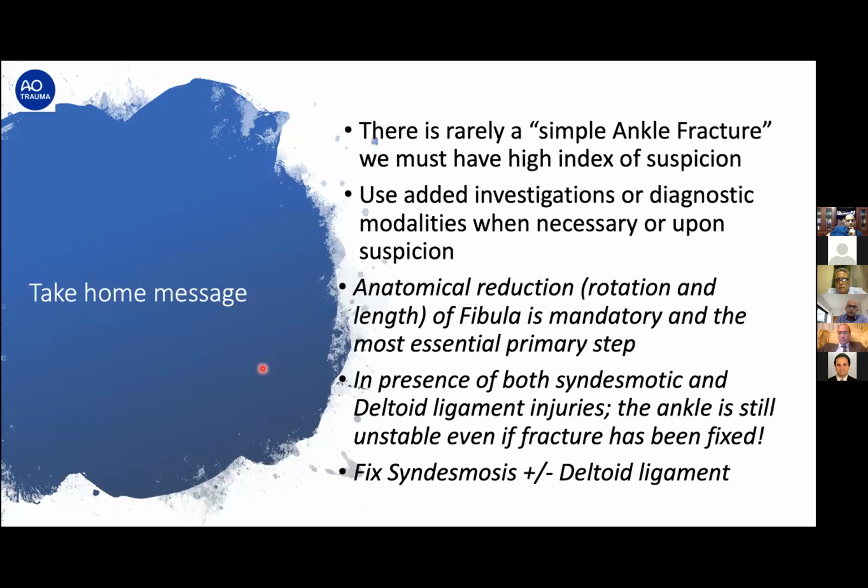Otherwise, we won't be doing the job properly, especially in comminuted, especially in malunited fractures, like Dr. Mokhtar said. If you have both syndesmotic and deltoid ligament injuries, the ankle is still unstable. Even if you have fixed the fracture beautifully, your ankle is still unstable. And you have to fix probably the syndesmosis first, plus or minus the deltoid ligament later.